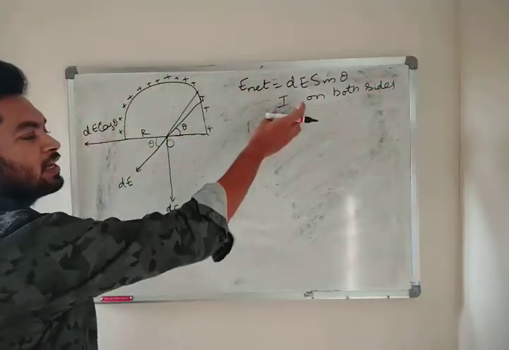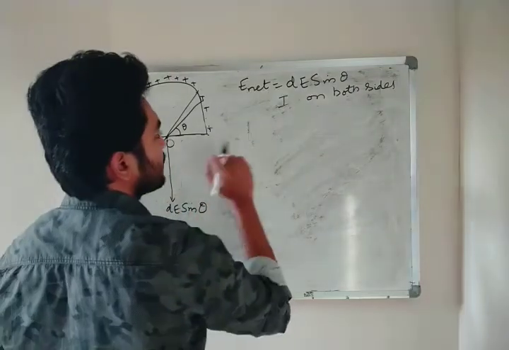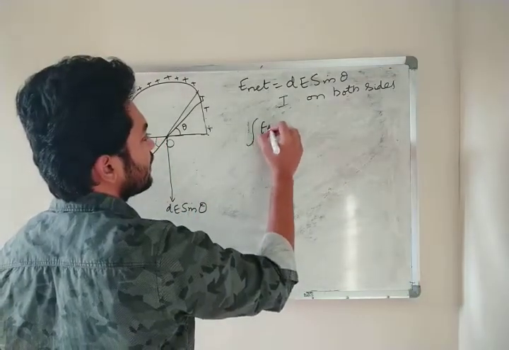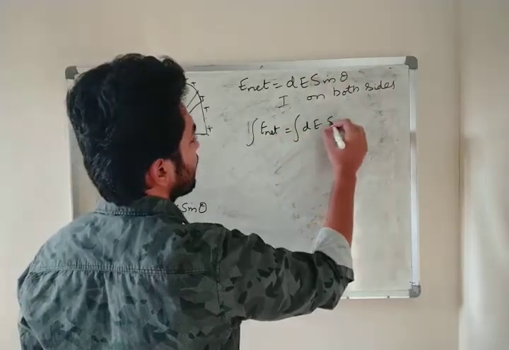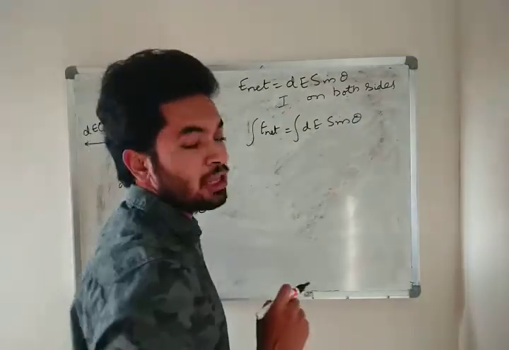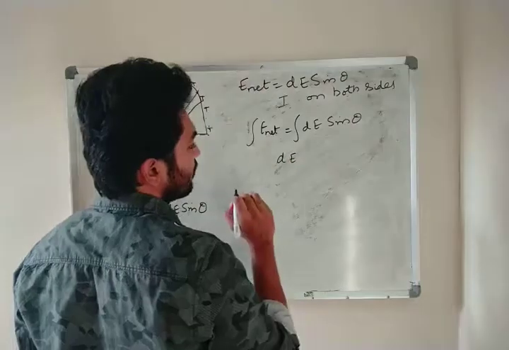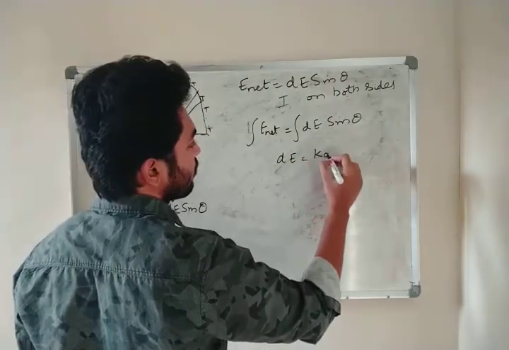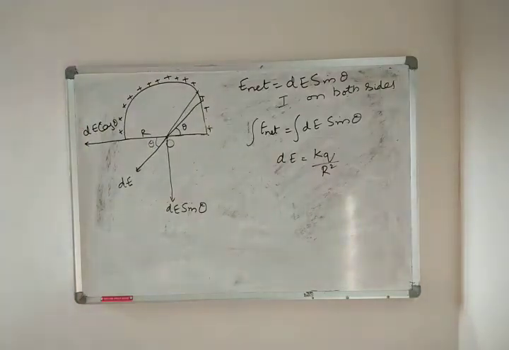Why have I taken integration? Because I want to get the value for the whole semicircle. So integral E net is equal to integral dE sin theta. Now I don't know the value of dE. What is the value of dE? dE is equal to k dq by r square.